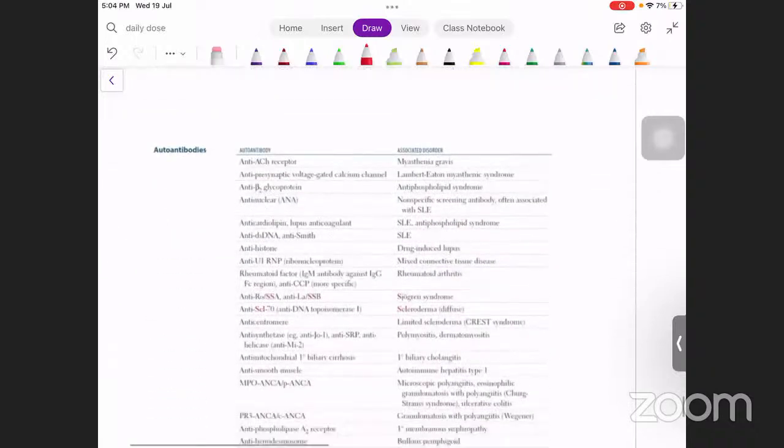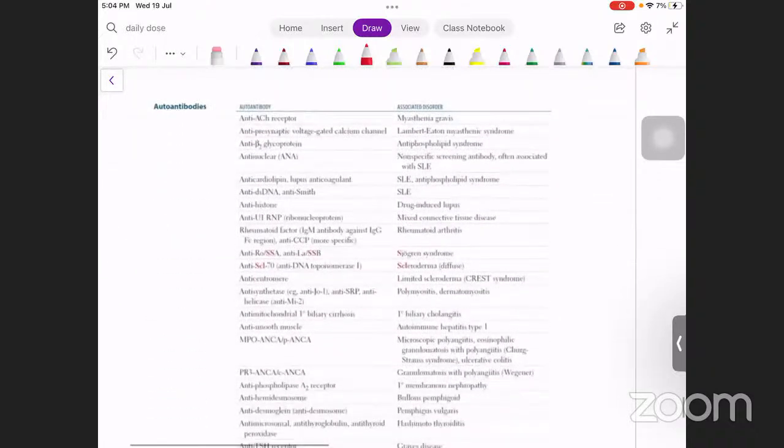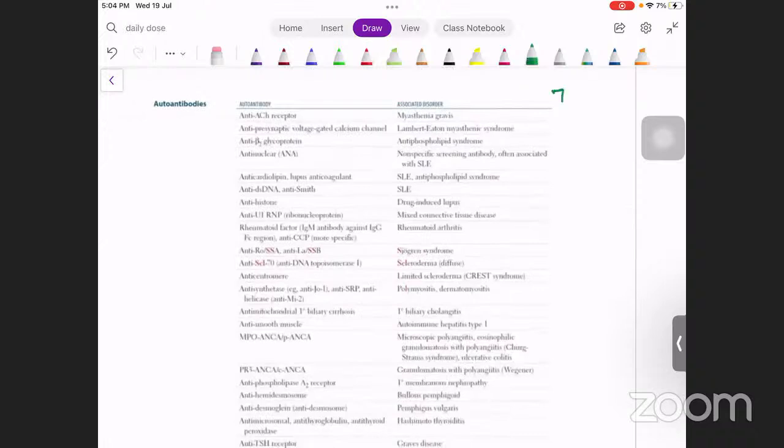So then we are going to talk about the antibodies, people. Speaking about the antibodies, this table is a 7-star rated topic, people.